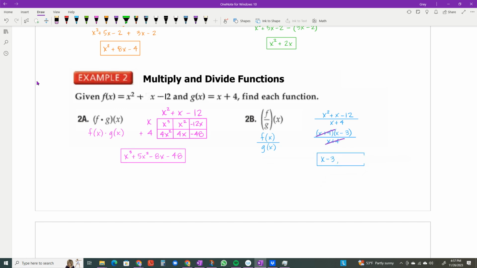And you have to remember what your bottom was originally, and that means that x cannot be equal to negative 4. So that's all there is to operations with functions.